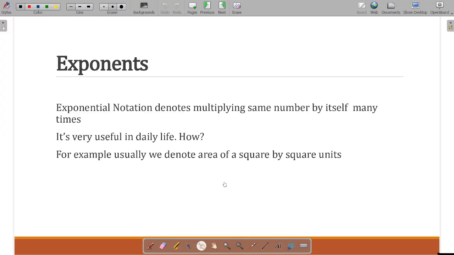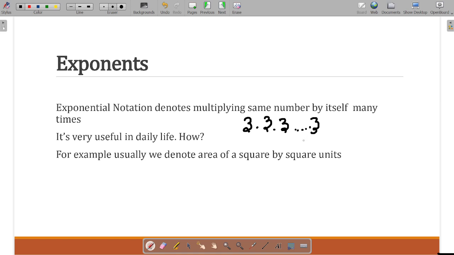Okay, so it is about exponents today. Exponential notation denotes multiplying the same number by itself many times. Usually we can see a number multiplied many times by itself. That is 3, again multiplied by 3, again multiplied by 3. It goes like that. This kind of number structure is called an exponent.